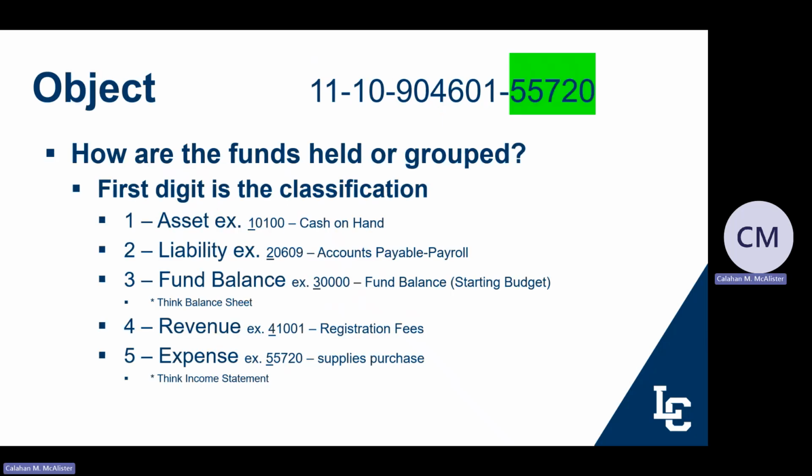And the last 5 are your object and tell us what kind of fund grouping it falls into. That's where we'll focus our training today. A 1 would be an asset if it began with it. 2 would be a liability. 3, fund balance. 4, revenue. And 5, which is our training, is expense objects. On top, it's a 55720. So this tells me it's an expense, and the 5720 tells me it's supplies under the expense.